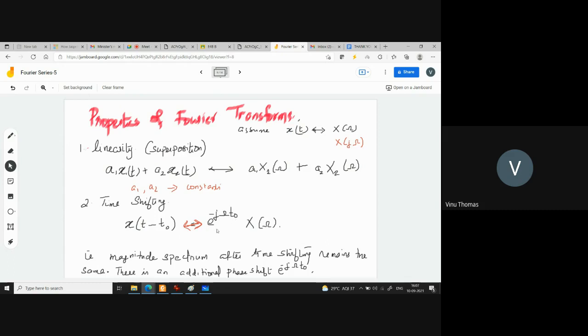Anyhow, that is very easily understood because x of t minus t0 is not going to change the frequency contents, except that it will introduce an additional phase shift because of the time delay here. So the magnitude spectrum after time shifting remains the same. There is an additional phase shift of e raised to minus j omega t0.